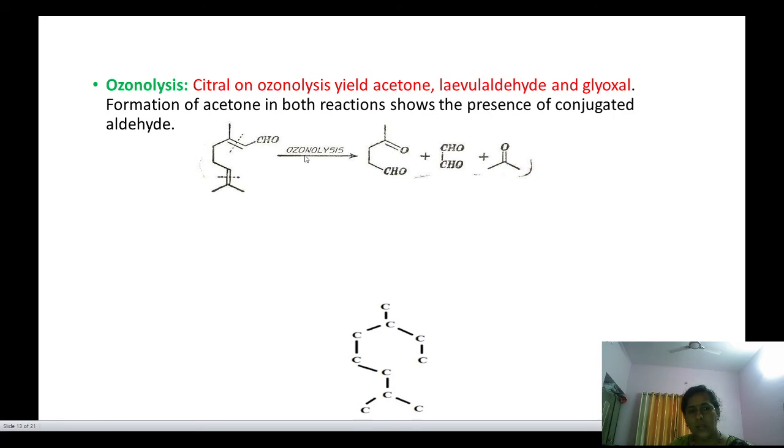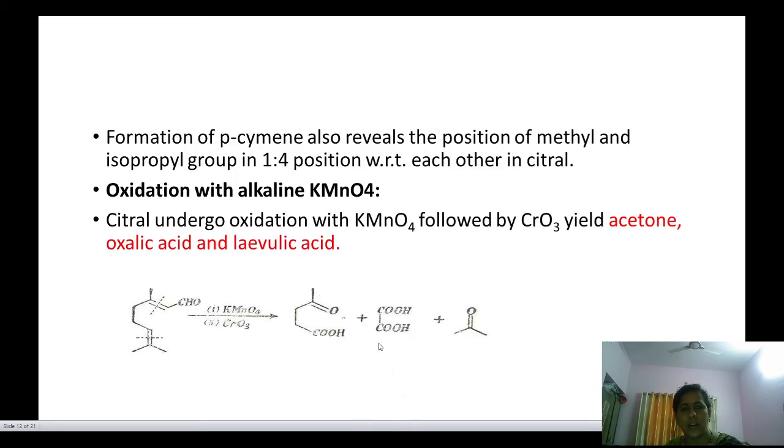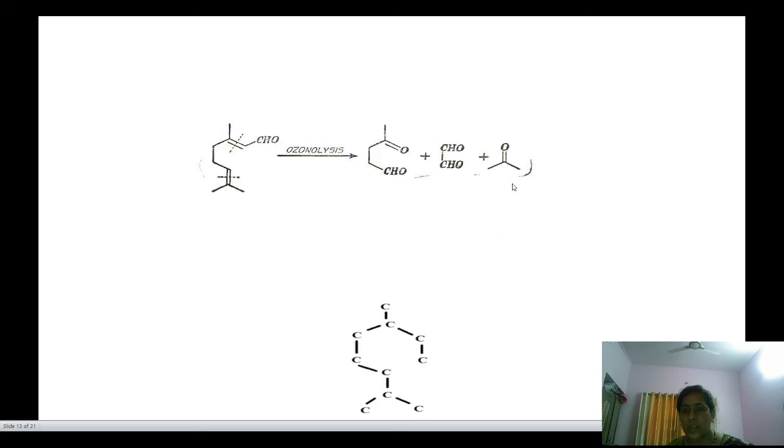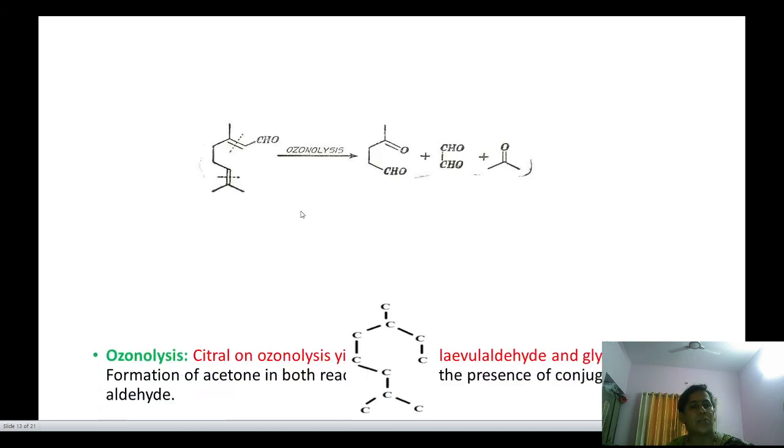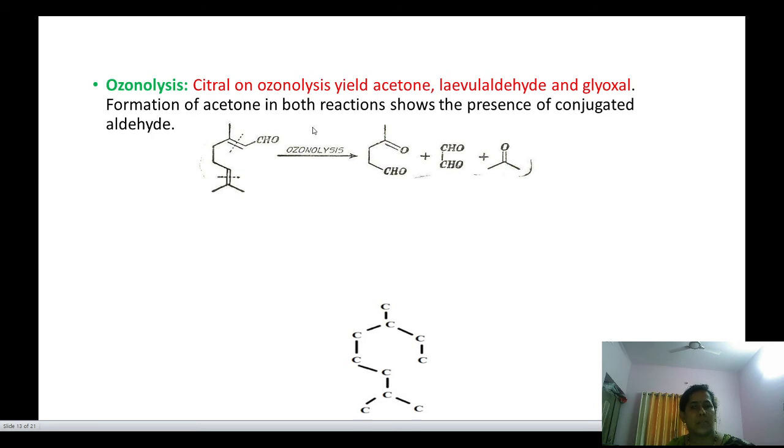Also, citral undergoes only ozonolysis. There is formation of levulinic aldehyde, this is the glyoxal, and this is the acetone. In both the reactions, the previous reaction here and the next reaction also, there is formation of the same product, that is acetone, which reveals the presence of a conjugated aldehyde.